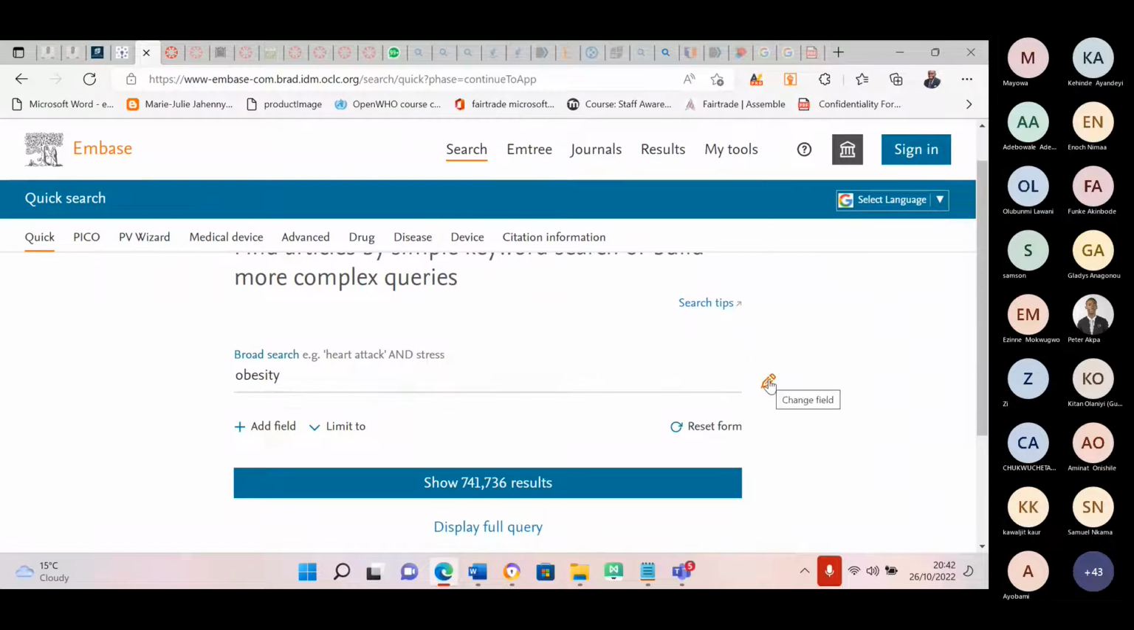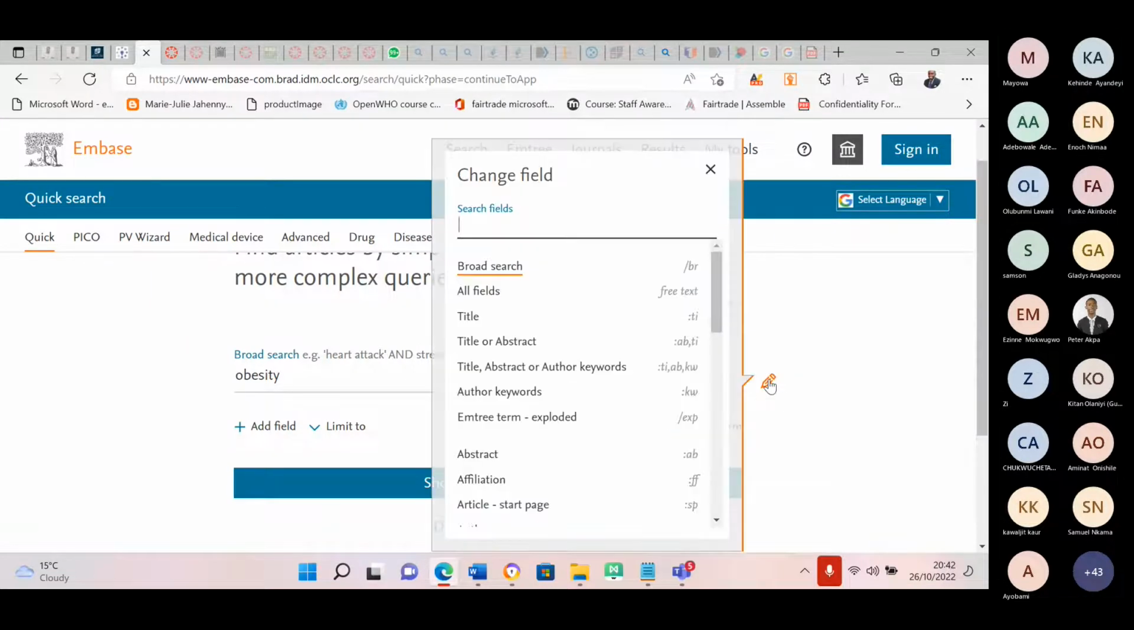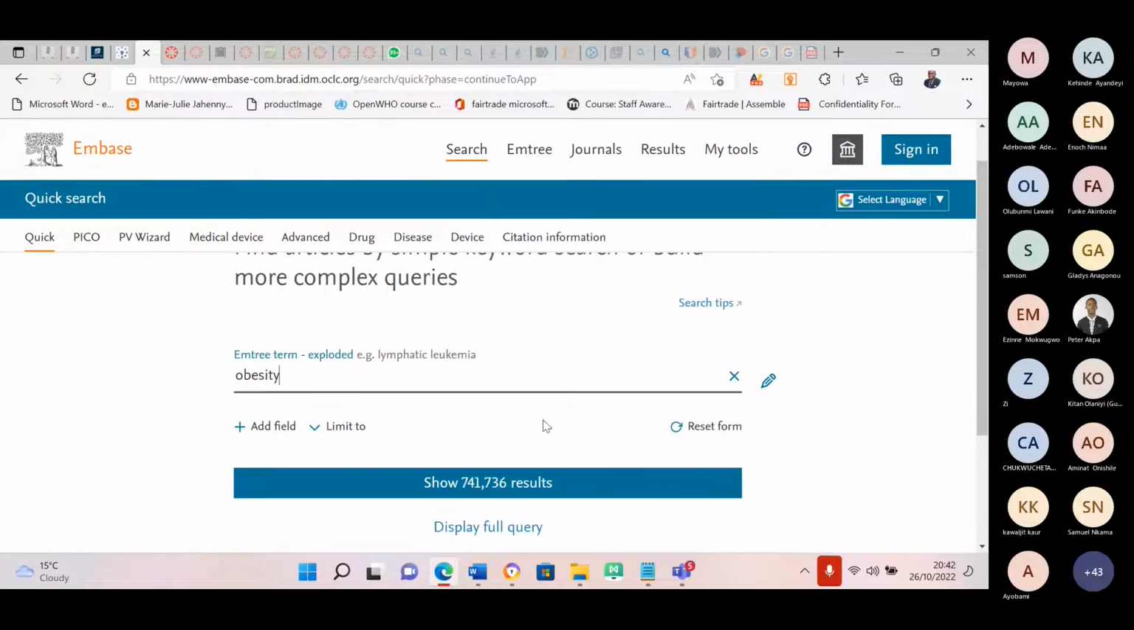Then I'll come to this arrow here, click on change field. Now I want to get this one, see this one here, exploded. That is the mesh term. So I want the database to give me all articles that have been categorized as obesity, that have obesity as a keyword in them. So I'll click on this one. Okay, so I've added this one now.